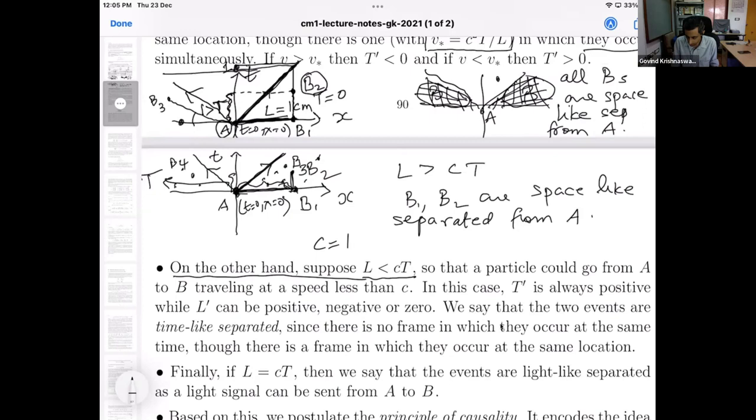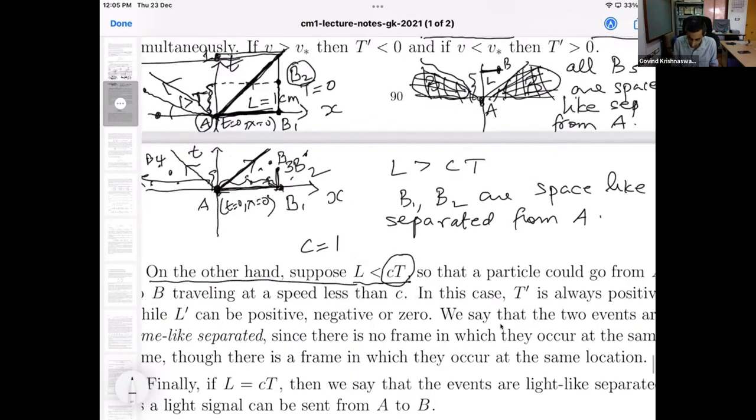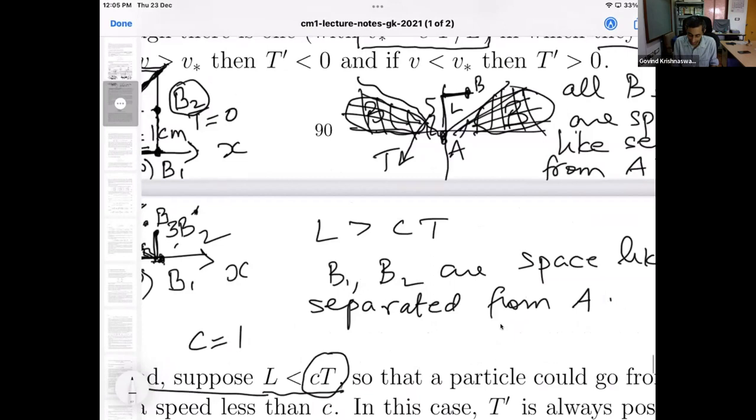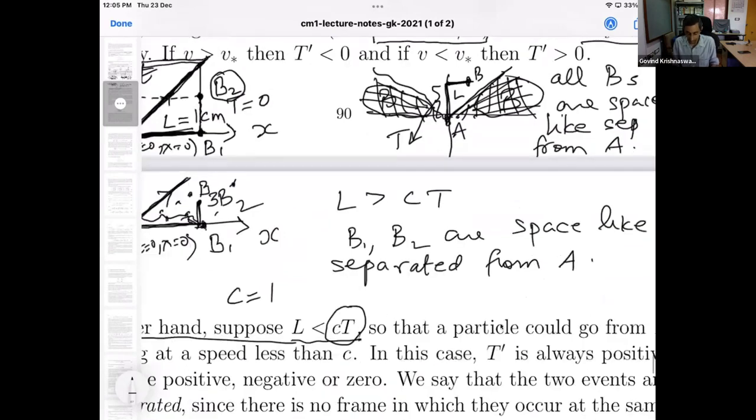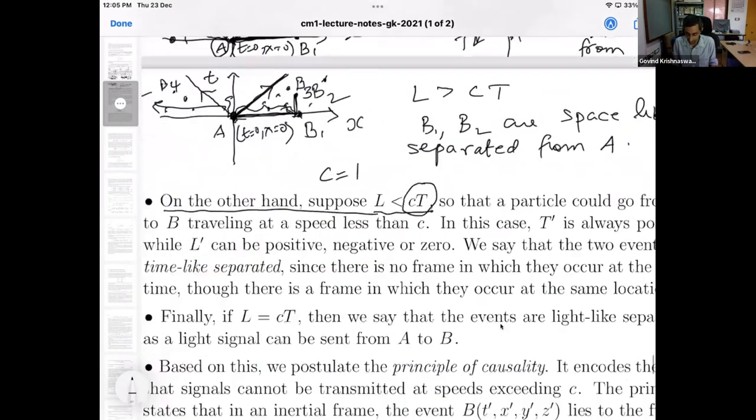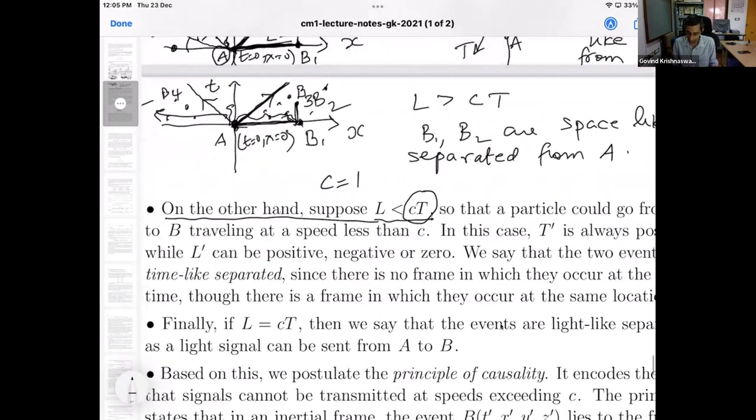Because for such an event, L is this amount. Because this is A, that is B. The spatial separation is this L. That is less than CT because T is how much? T is this much. T is the temporal separation. And I hope the figure makes it clear that this is less than that because it lies above the 45-degree line. So let us consider such a B, which is at a location such that L is less than CT.